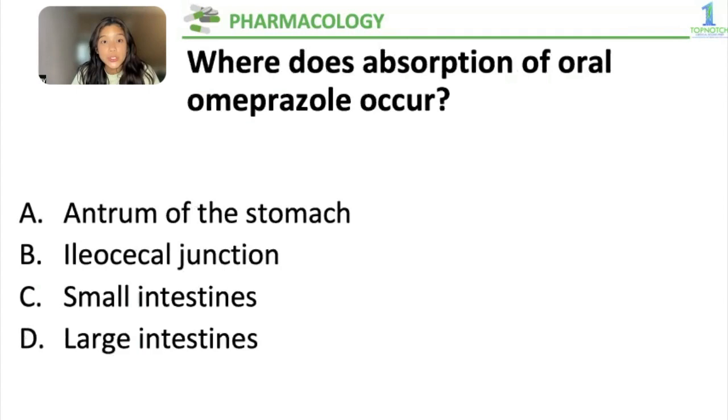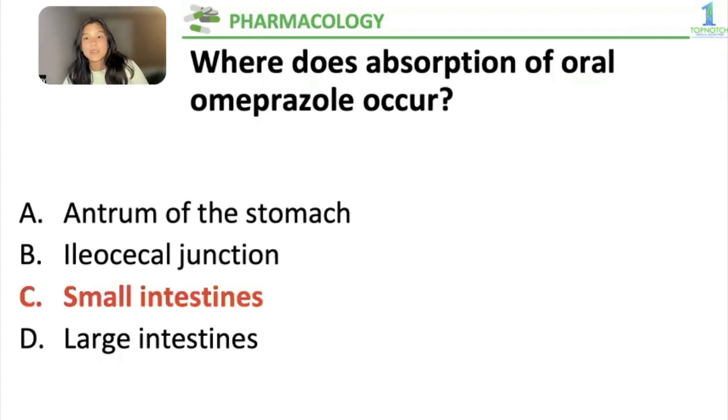Where does absorption of oral omeprazole occur? Is it in the antrum of the stomach, the ileocecal junction, the small intestines, or the large intestines? So don't get confused, remember, activation is in the stomach, but absorption is in the small intestine. So these questions did come out. So remember, activation in the stomach, but absorption is in the small intestines.